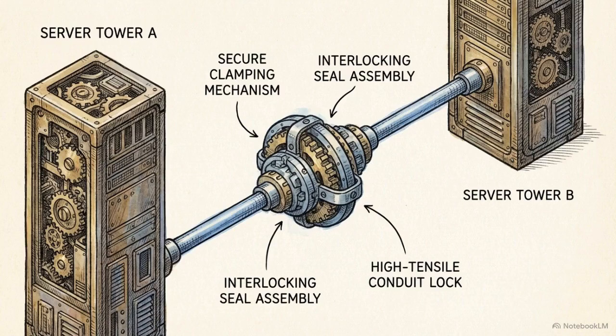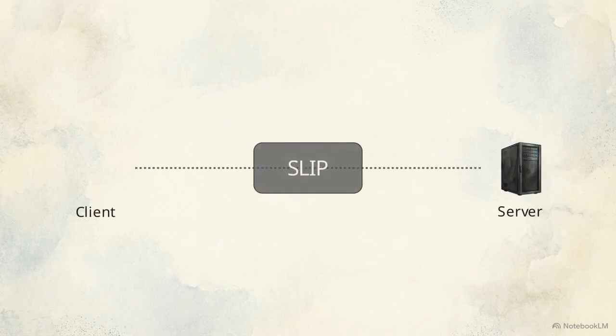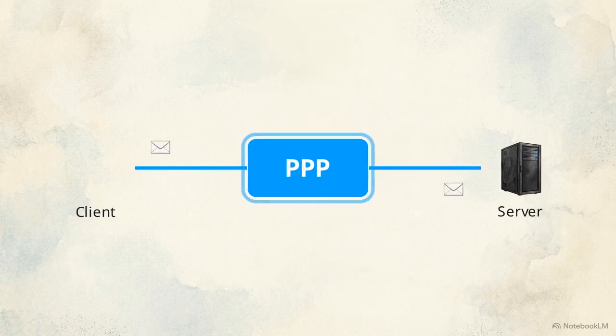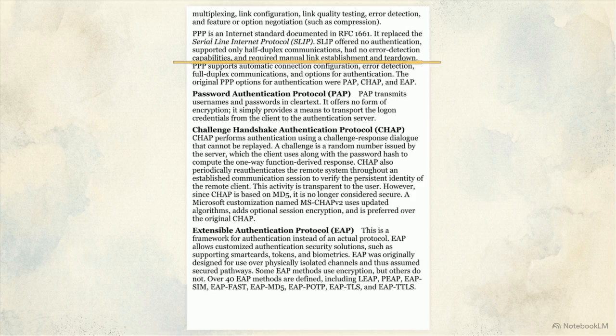The process of securing direct network links began with the point-to-point protocol, or PPP. It was designed to replace the serial line internet protocol known as SLIP. Unlike SLIP, which offered no authentication or error detection, PPP introduced automatic connection configuration and options for verifying identity. Initial options were PAP, which transmits clear-text credentials, and CHAP, which uses a challenge-response dialog.